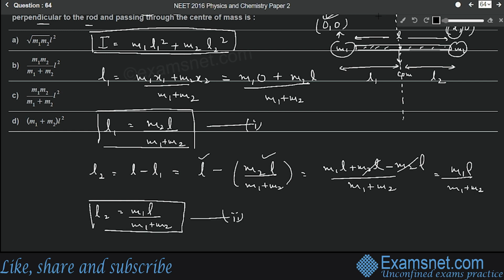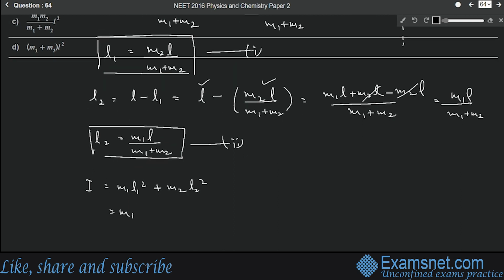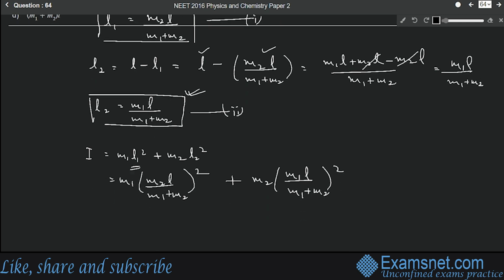Now we'll put these values in the equation for moment of inertia. Okay, so let's write that equation again. We know that moment of inertia I is equal to m1 L1 square plus m2 L2 square. So let's put the values of L1 and L2. m1, and L1 is what? m2 L upon m1 plus m2, and square of this. Okay, L1 square is there, plus m2 L2 square, that means square of this, m1 L upon m1 plus m2 whole square. Okay, now we just have to solve this and we'll get the moment of inertia.